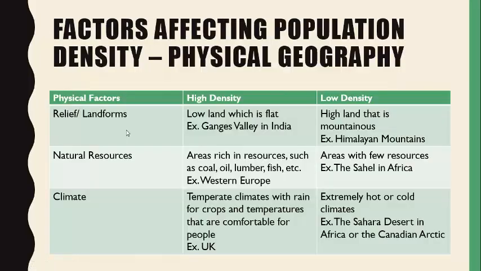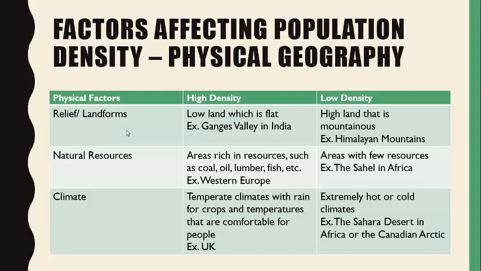Now, population density can be affected by both physical and human geographic factors. So this first slide here, we'll look at the physical factors that can affect population density. So firstly, things like landforms. So low lands, which are flat, tend to support higher population densities. So for example, the Ganges Valley in India, which has one of the highest population densities in the world. On the other hand, highland, mountainous areas tend to support fewer people. So think, for example, the Himalayan mountains. There aren't many people living at the top of Mount Everest.